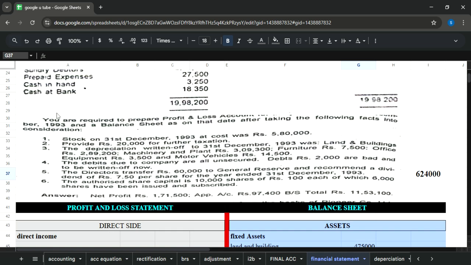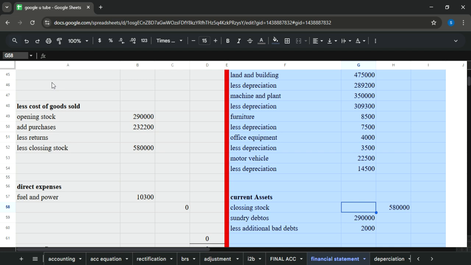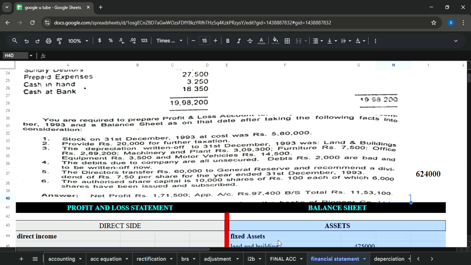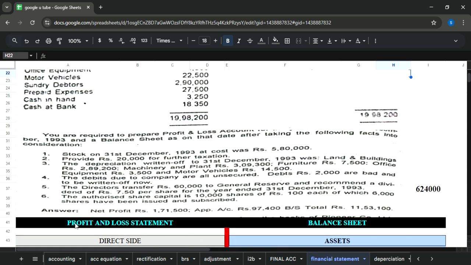After sundry debtors, we have prepaid. Prepaid is present in the trial balance, so there will be only one effect. Asset side, prepaid expenses. Amount is 27,500, which we will be writing in the current asset side, prepaid expense. Let's check it out. Okay, after sundry debtors we have prepaid.